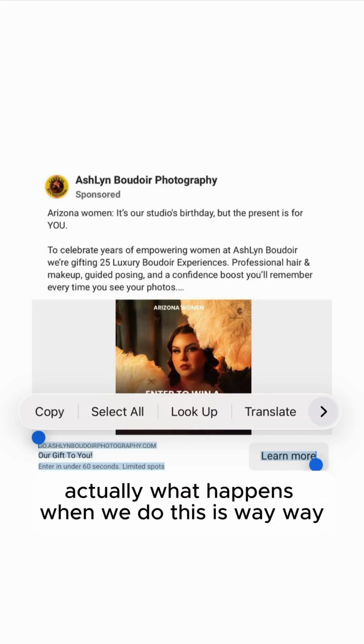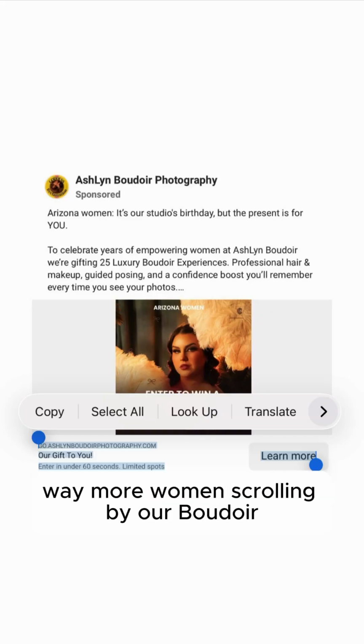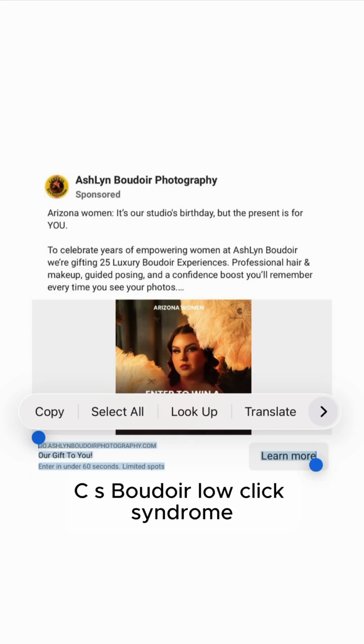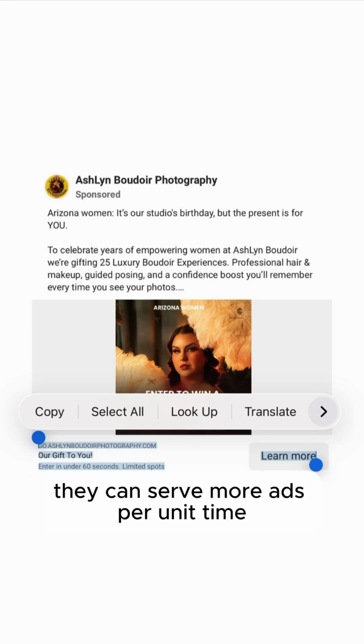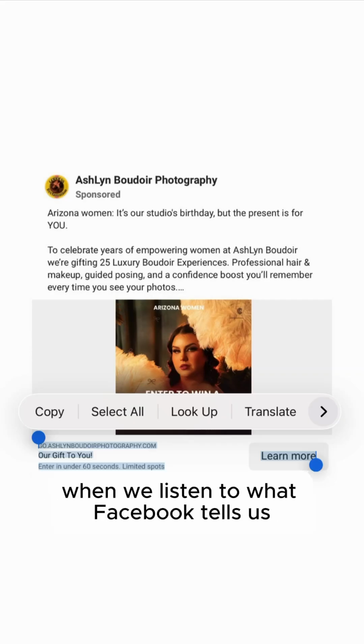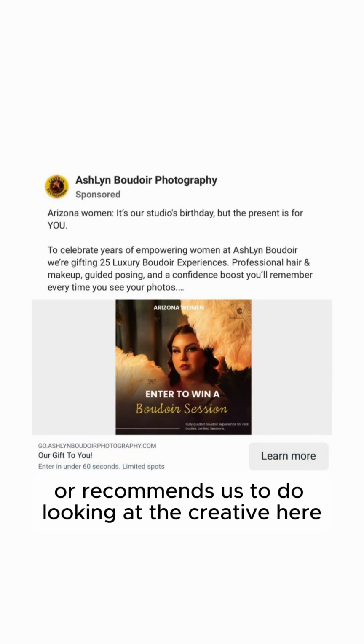What actually happens when we do this is way more women scrolling by our Boudoir Facebook ad than necessary, pulling our unique CTR all under 6%, which contributes to BLCS, Boudoir low click syndrome. But Facebook loves this because they can serve more ads per unit time and make more money per unit time, while we're wasting more money per unit time when we listen to what Facebook tells us or recommends us to do.